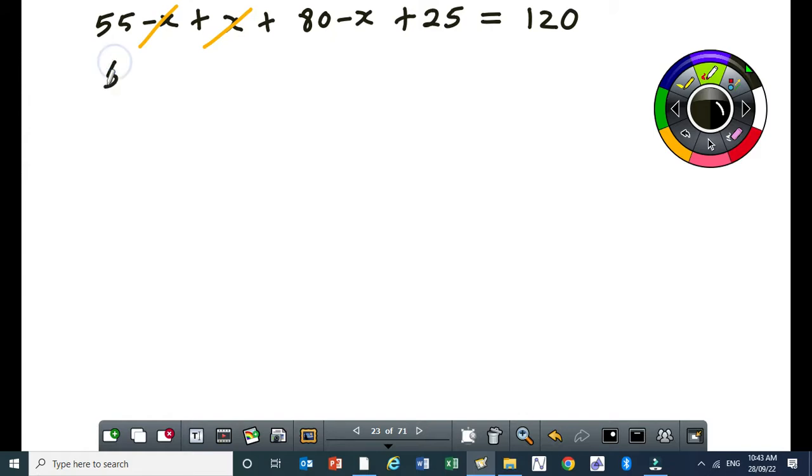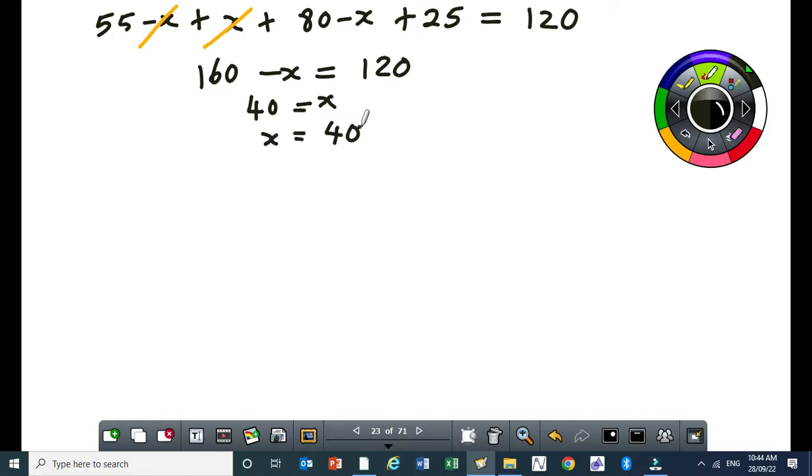Yeah, you can get that. So 55 plus 80, that's 135 plus 25, you get 160. 160 minus x equal to 120. Okay? Then, now this becomes a grade 8 linear equation. I discussed this before. You take the 120 to the left, you get 40. And this is the same as x equal to 40.